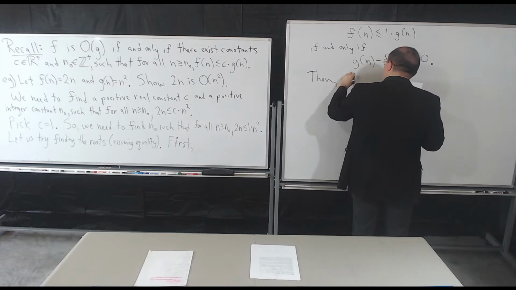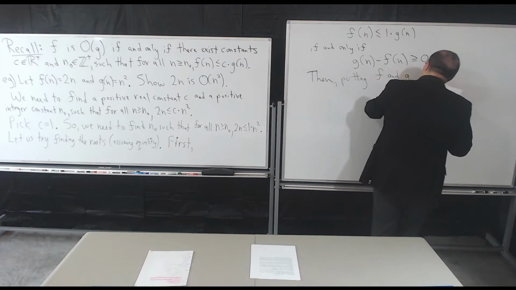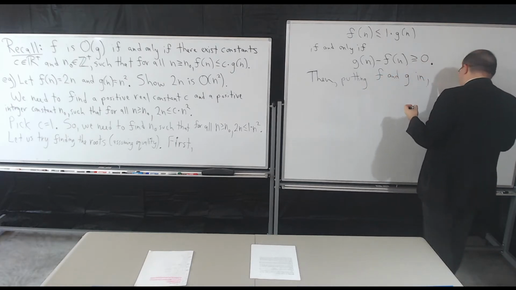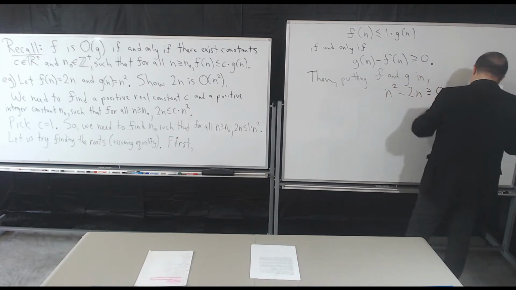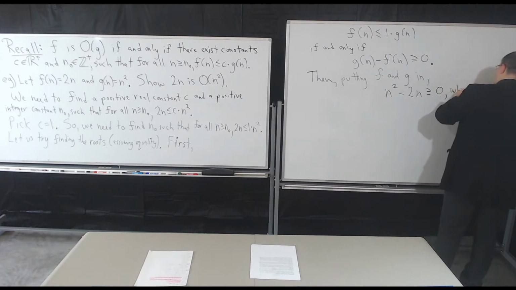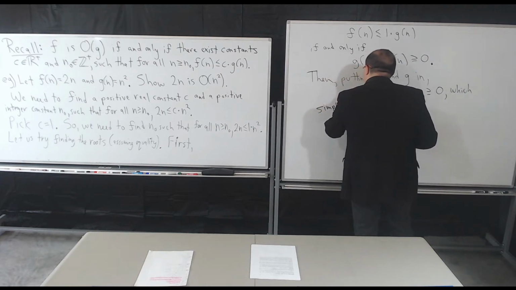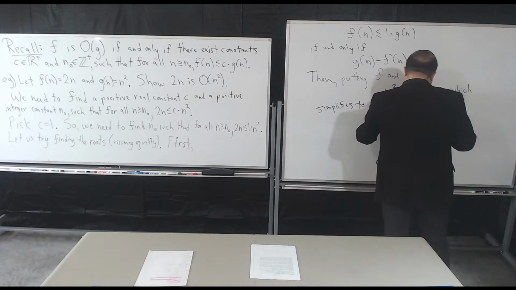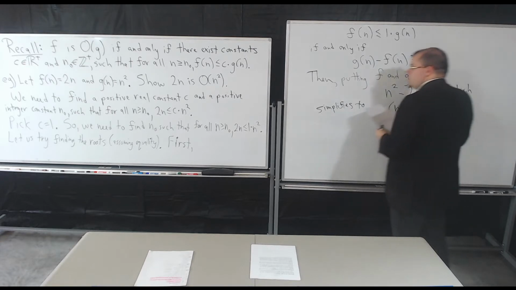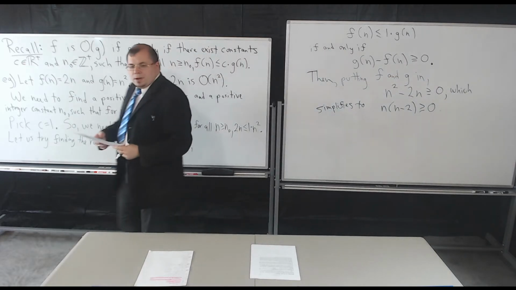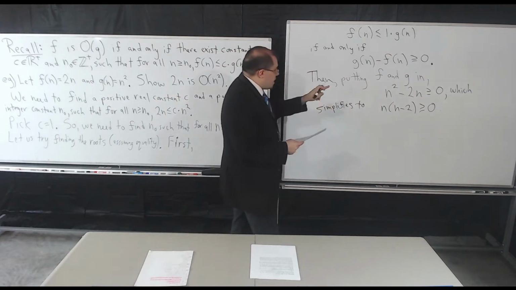Then, putting f and g in, so substitute f and g in, then I get n squared minus 2n is greater or equal to 0, which simplifies to simply n times n minus 2 is greater or equal to 0. So you'll notice that all I've done is I'm just factoring out the additional factor of n here. So now I have n times n minus 2.